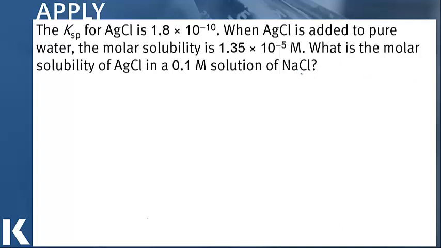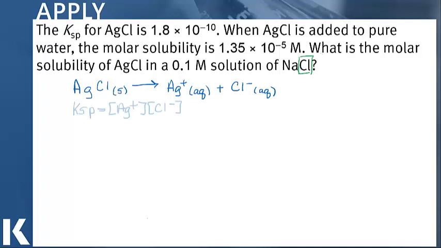So the first thing I need to do is note that I have a common ion. And my common ion here is going to be the chlorine ion that is coming from sodium chloride. So I'm going to follow the steps we talked about. The first two steps are going to be the same as any molar solubility problem. First thing I'm going to do is take my solid silver chloride, my solute, and dissociate it into its ions. That is step one. In step two, I'm going to write my KSP expression.